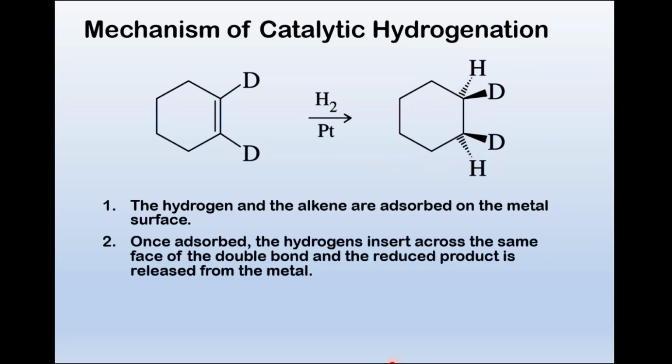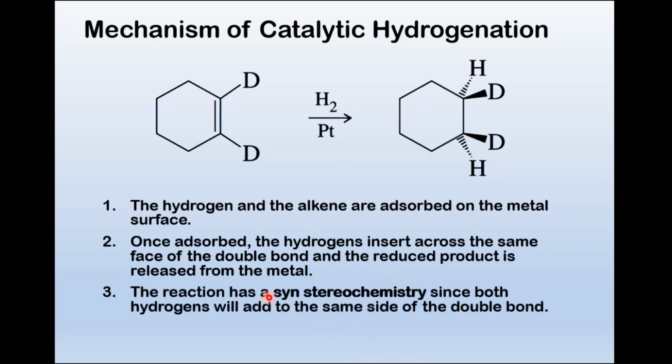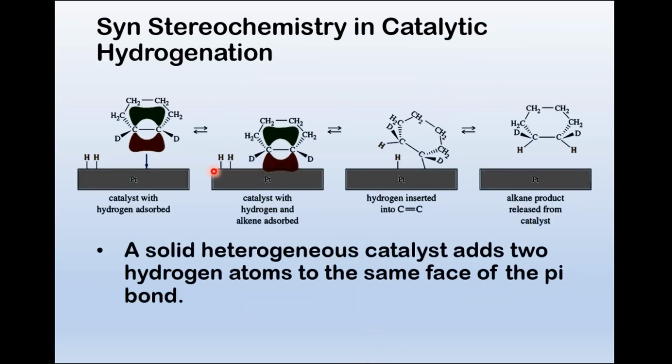The hydrogen and the alkene are adsorbed on the metal surface. Once adsorbed, the hydrogens insert across the same face of the double bond, and the reduced product is released from the metal. So the reaction has a syn stereochemistry, since both hydrogens will add to the same side of the double bond. And here's a molecular picture.